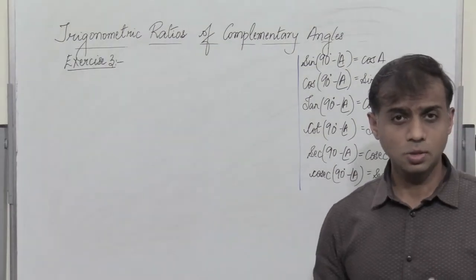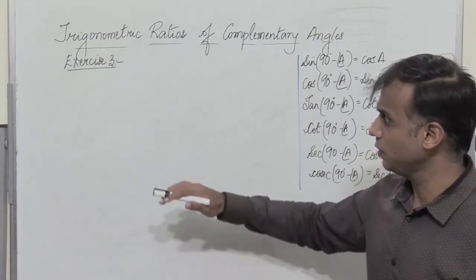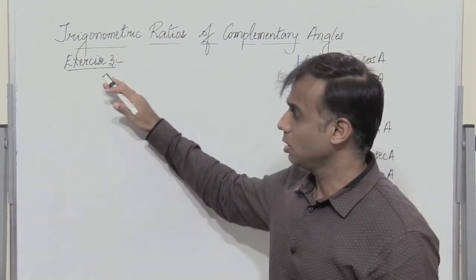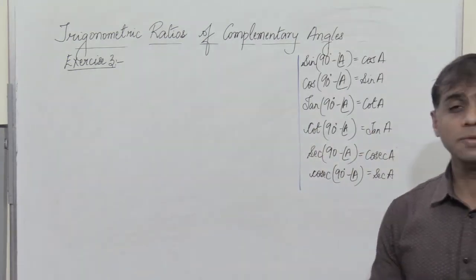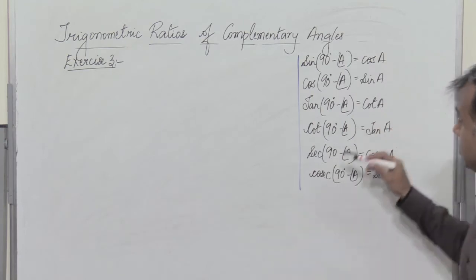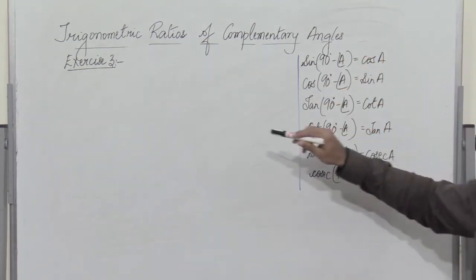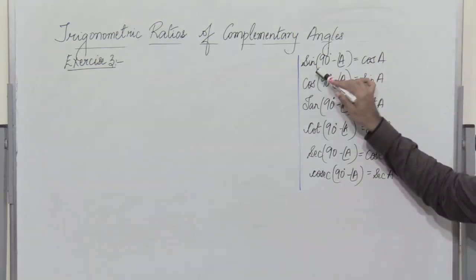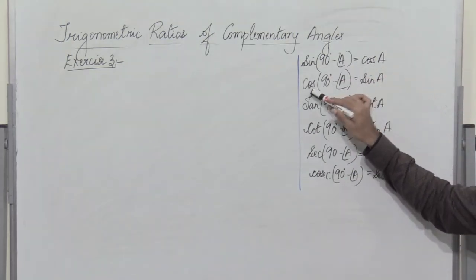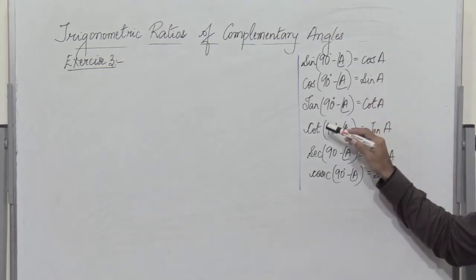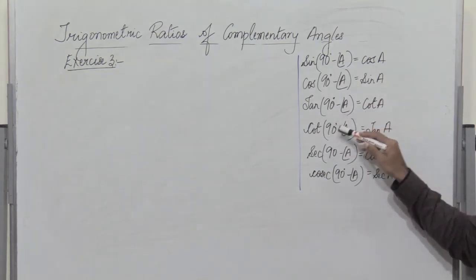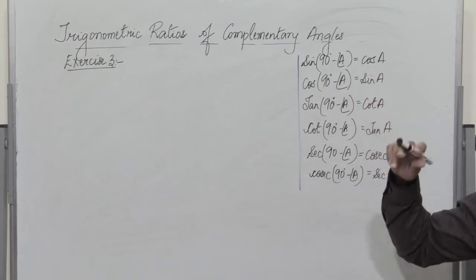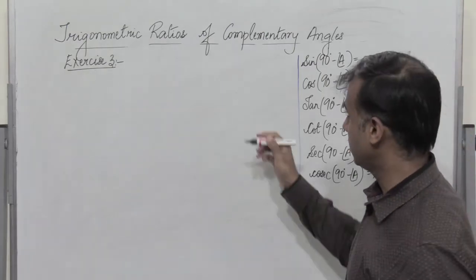Welcome back. In this video segment we shall be solving all the problems given in the third exercise, and all the problems are very simple. In the previous video segment we discussed these relations, the trigonometric ratios of complementary angles, and we observed that sine of 90 minus A is cos A, cos of 90 minus A is sine A, tan of 90 minus A is cot A, and so on. Now we observed that angle A and angle C were complementary angles.